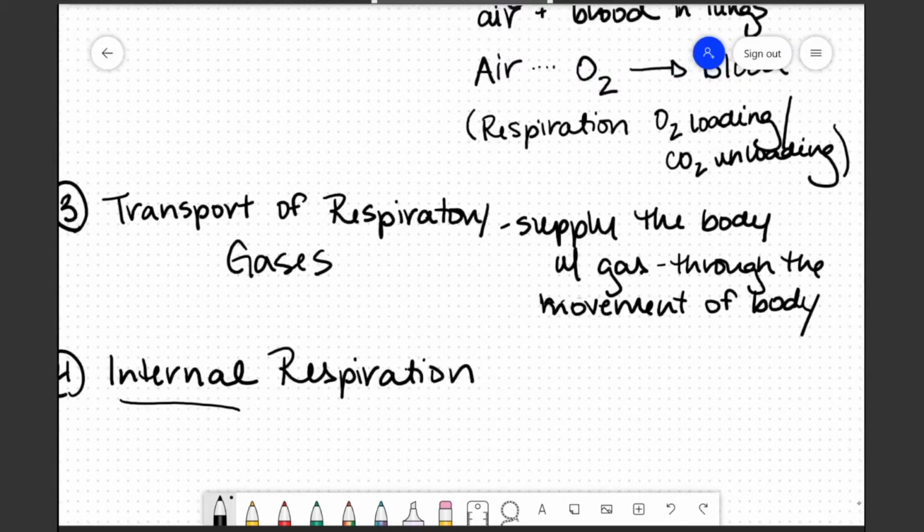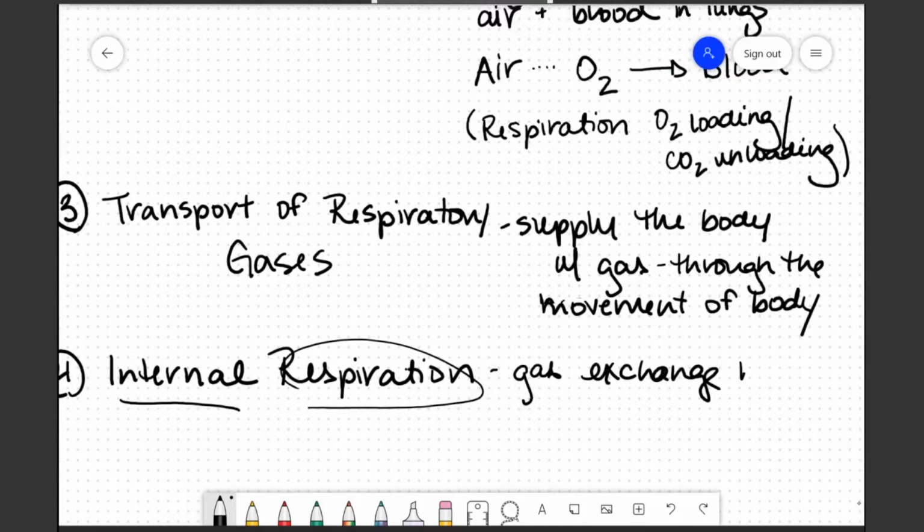Internal respiration is the same thing. It is a gas exchange, because respiration means gas exchange. But what we're exchanging here is not between air and our lungs. It is between the blood and our tissues.